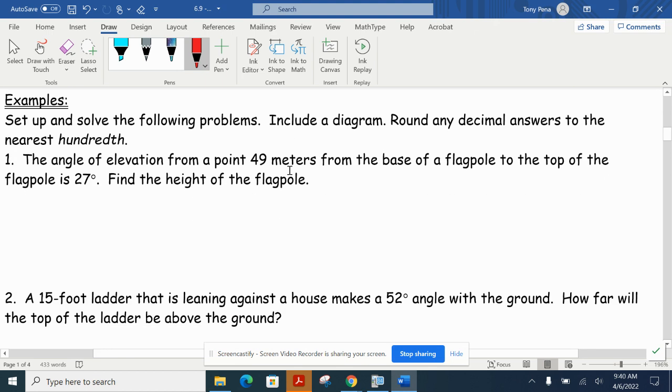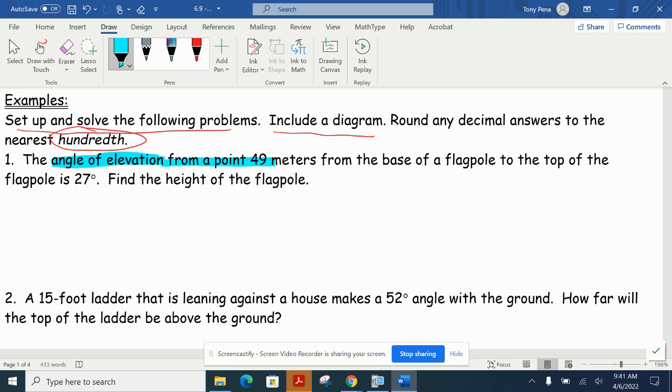All right, but now jump down to the word problems, and then we're just basically going to be setting these up. So your directions are set up and then solve the following problems. We definitely want to draw the diagram in, and then we're going to continue to round to the second decimal place, the 100th spot, okay? So number one, it says the angle of elevation looking upwards from a point that is 49 meters away from the base of a flagpole to the top of the flagpole is 27 degrees.